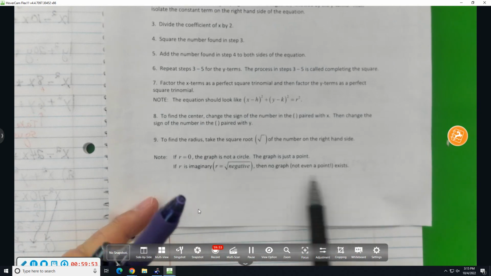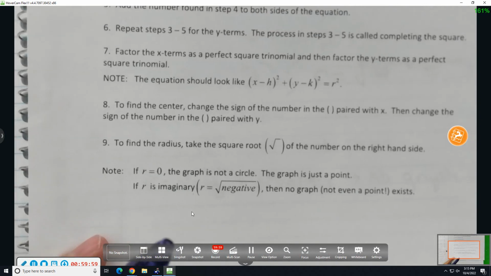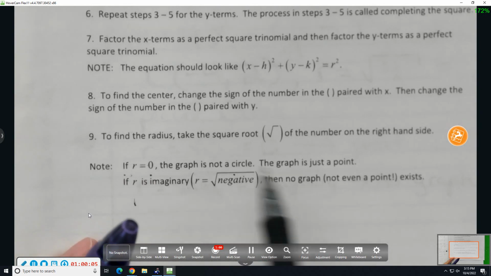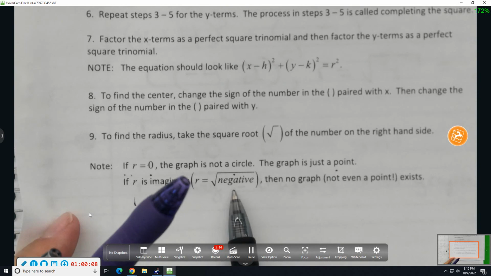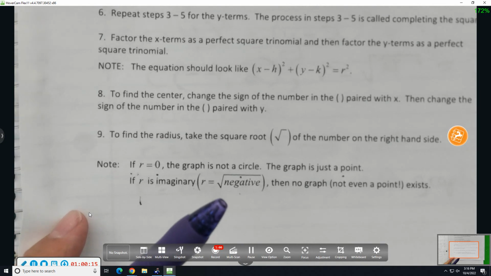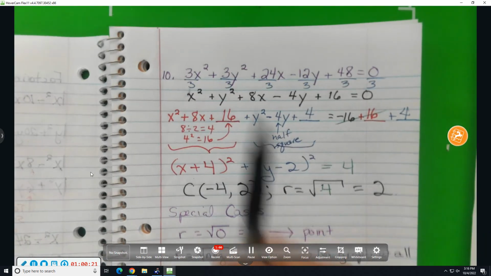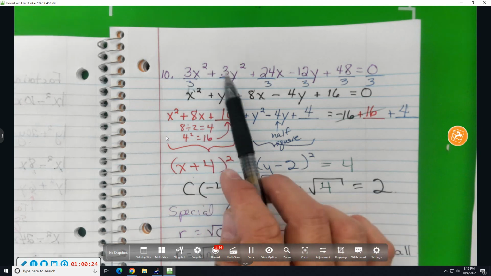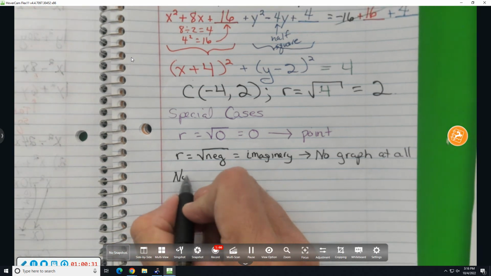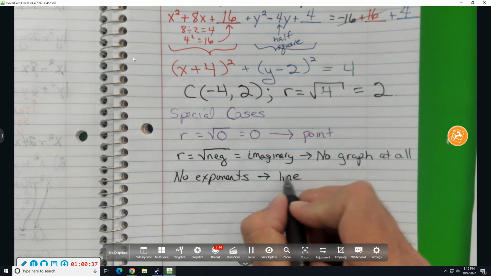Right here at the very bottom of this little leaflet, I'm just writing what I'd said earlier. If r is 0, the graph is not a circle, it's just a point. If r is imaginary, then no graph, not even a point, exists. There's one other special case I should mention. Suppose there hadn't been any x squares or y squares. What kind of figure do you have if there are no exponents at all? A line. So if there are no exponents, then it's a line.